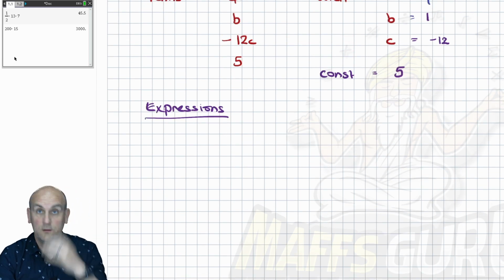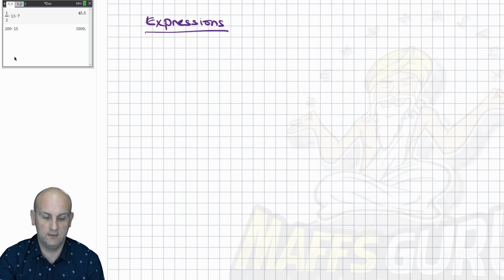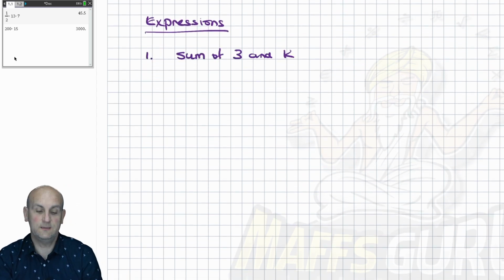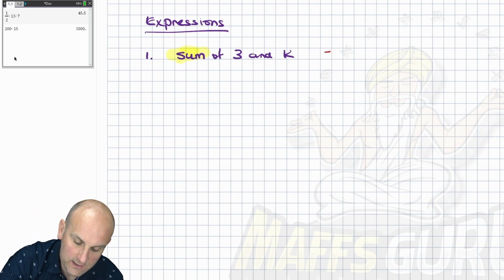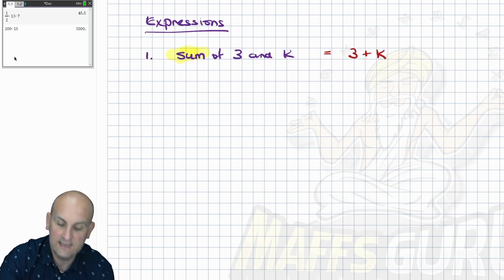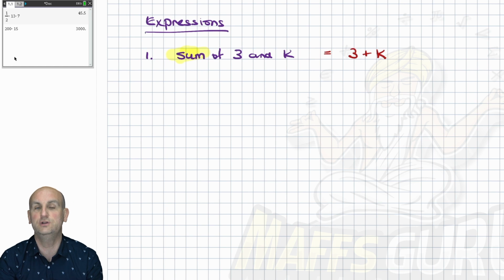All right, so we're now going to do some expressions, and the language here is really, really important. Start relatively simple. The sum of 3 and k. Well, we know what the word sum means. The sum basically means to add. Now, when we add things, the order is not important. 2 plus 3 and 3 plus 2 are the same. So in this situation, we're going to start easy, and we're just going to do 3 plus k. Now, you could do k plus 3, exactly the same answer would ensue.